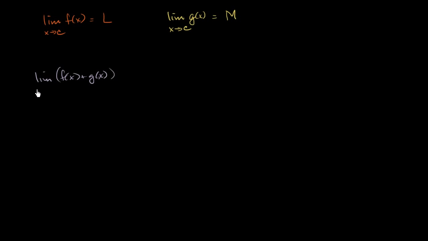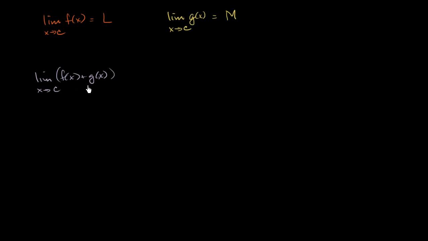So let's say we know that the limit of some function f of x as x approaches c is equal to capital L. And let's say that we also know that the limit of some other function, let's say g of x as x approaches c, is equal to capital M. Now, given that, what would be the limit of f of x plus g of x as x approaches c?